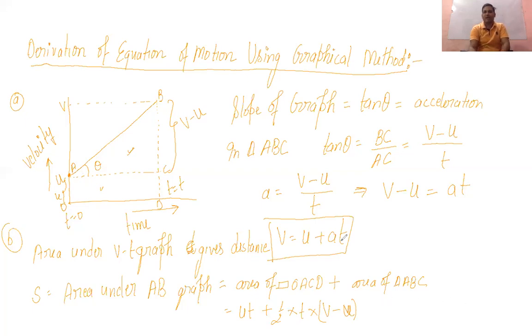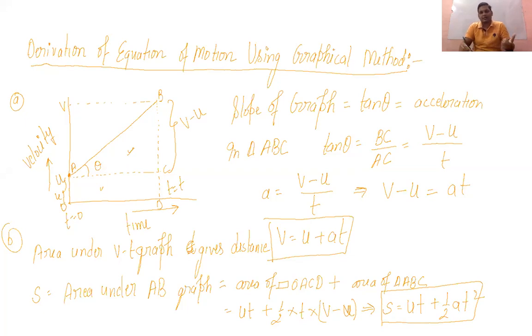So we can put the value of v minus u, which is at. You can just go ahead and write here s is equal to ut plus half at square. This becomes our second equation. Is it clear? Okay, so this is very simple. These things you have already studied in class 9th, I think.